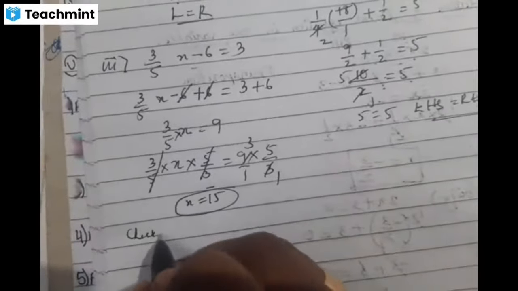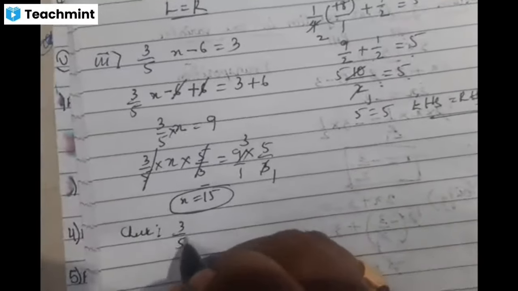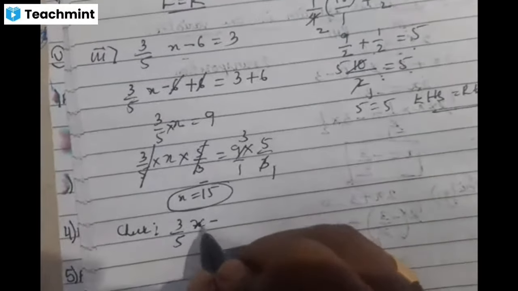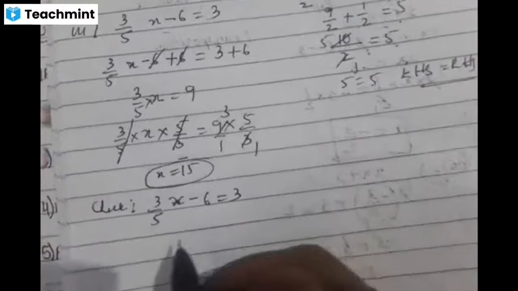Now, for checking, what do we do? We consider the given equation: 3 by 5 x minus 6 is equal to 3.